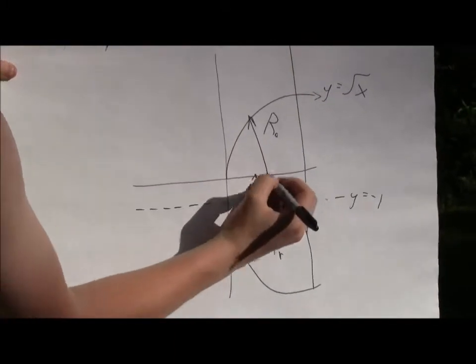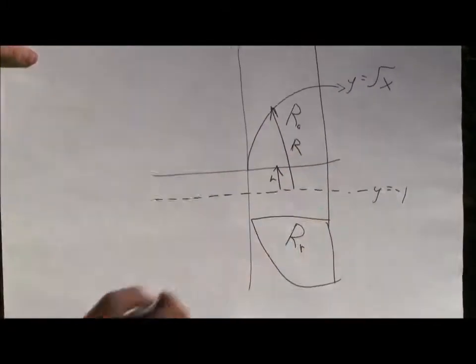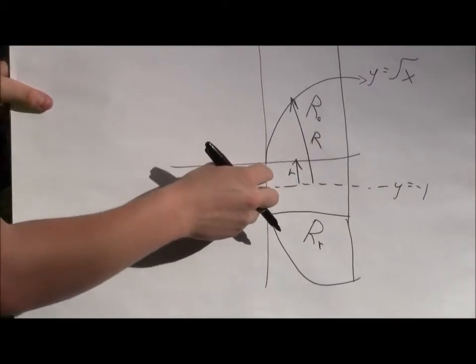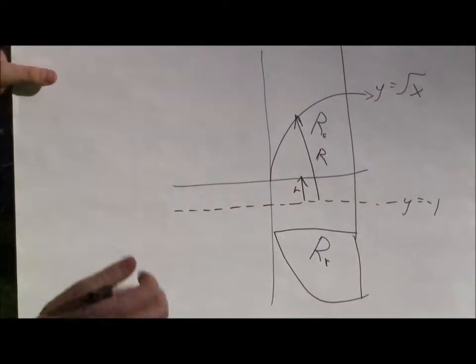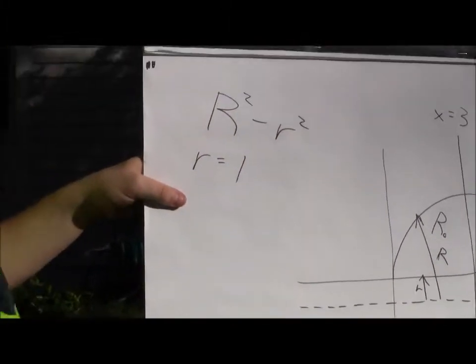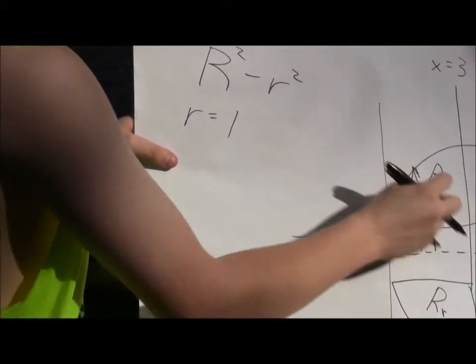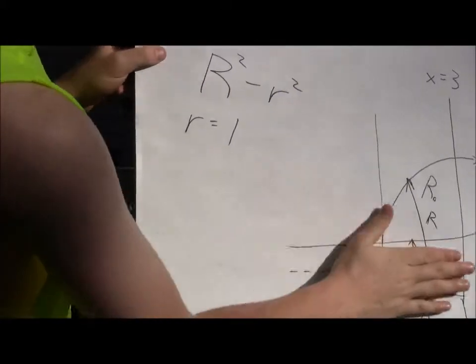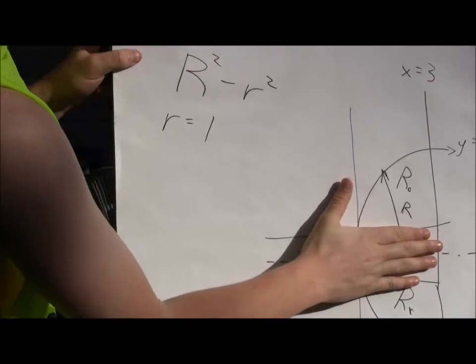So let's just write r and big R. Now, r is simple, just going from -1 to 0. So we know r is just 1. So we can say r equals just 1. Now, big R is a little bit more complicated, but if you look at it like this, it's kind of simple. That is just the square root of x.